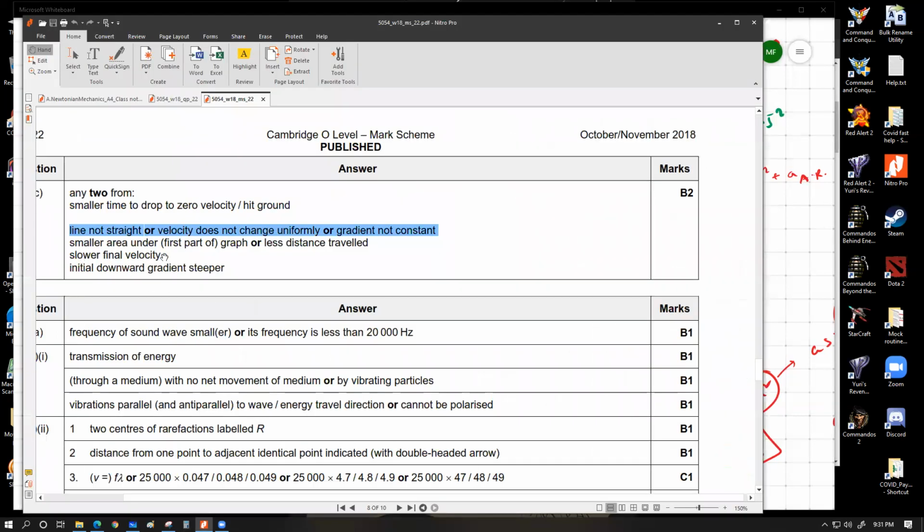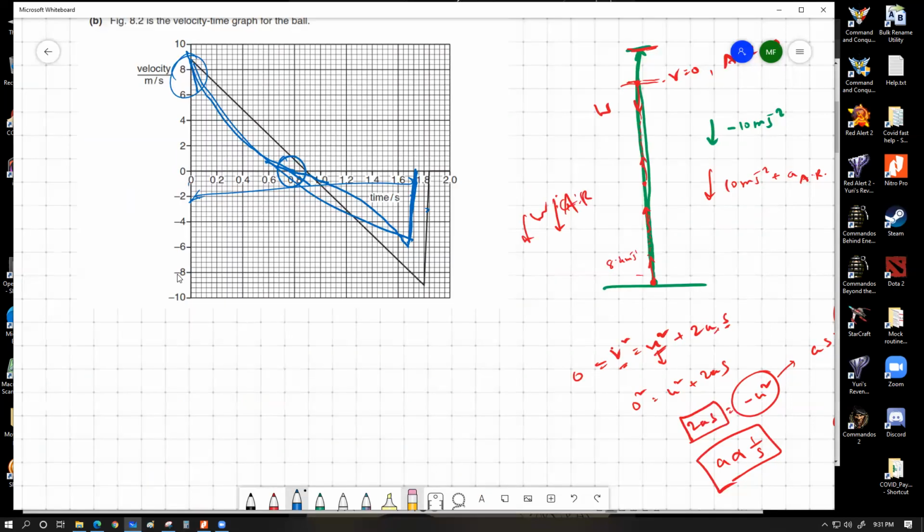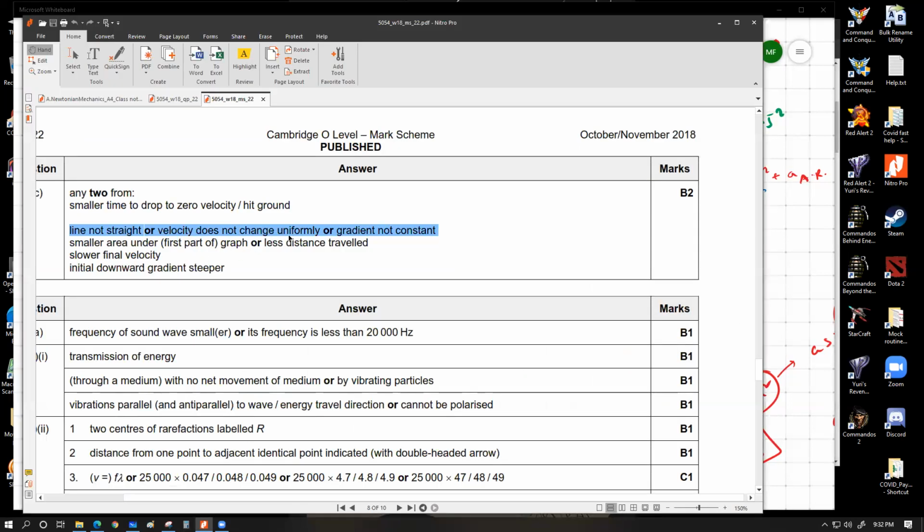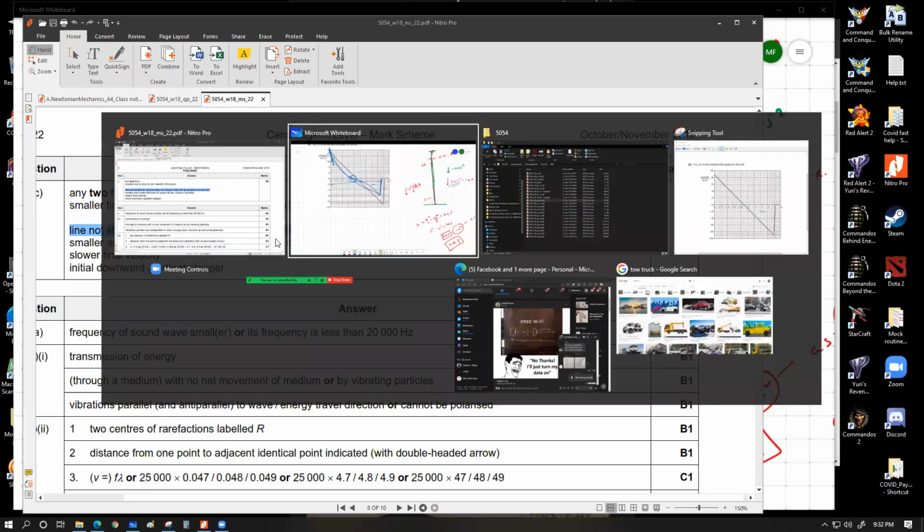And it says slower final velocity and the initial downward gradient steeper. Initial downward gradient steeper basically means this part that I just labeled over here, that you're going to have a much steeper initial gradient because of the higher air resistance added to the gravitational acceleration. So pretty much all the points that I've covered. I was confused about how this graph should actually look in terms of actual shape, but these points make sense. I'm going to look at the examiner's report for a while to see what the examiners have to say about this problem.